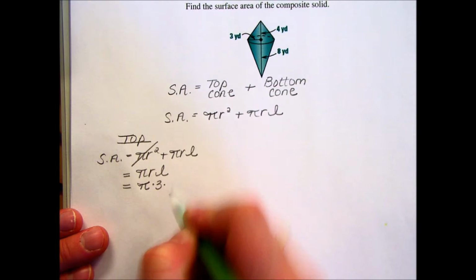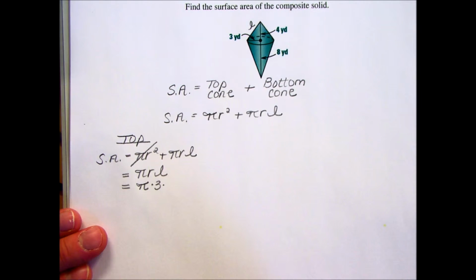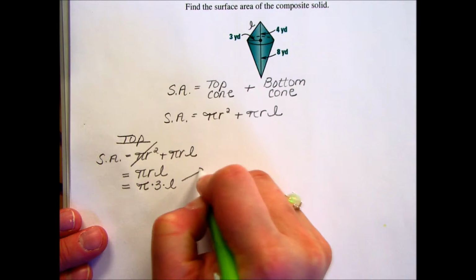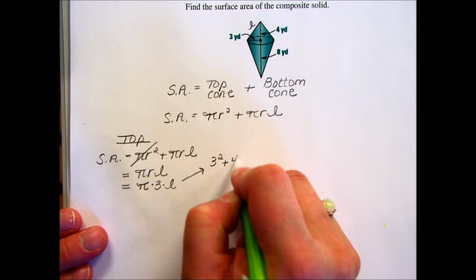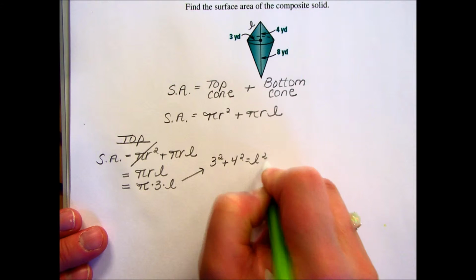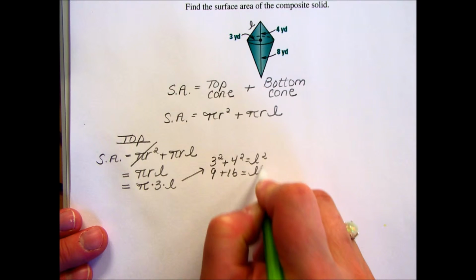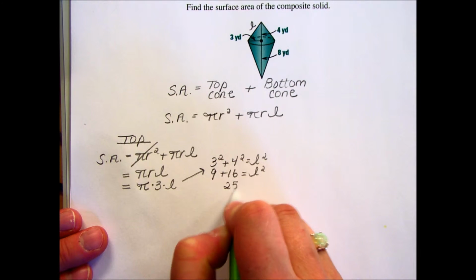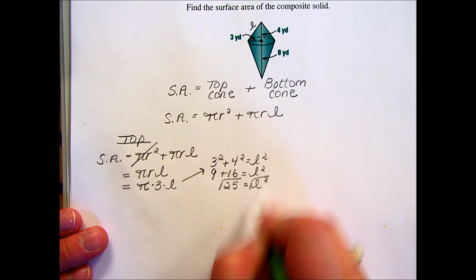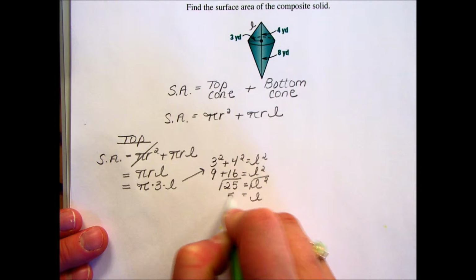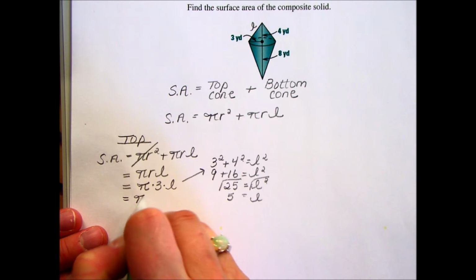And then before we can plug in a number for L, we need to first calculate the slant height. And we're going to do that using Pythagorean theorem. So off to the side, we're going to calculate 3 squared, which is the radius, plus 4 squared, which is the height of the top cone, and that's set equal to L squared. 3 squared is 9, plus 4 squared, which is 16, is set equal to L squared. 9 plus 16 is 25. 25 is equal to L squared, and then lastly, square root both sides, and L, which is your slant height, is equal to 5.